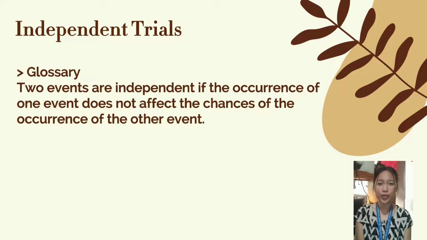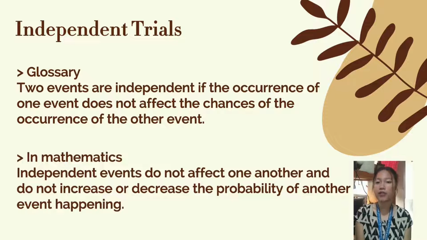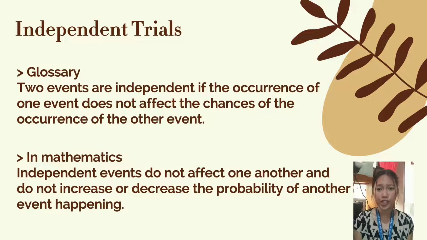Independent trials, according to the glossary: events are independent if the occurrence of one event does not affect the chances of the occurrence of another event. In mathematics, independent events do not affect one another and do not increase or decrease the probability of another event happening. So with the two definitions given, it is clear that independent trials or events means that the probability of one thing happening isn't going to affect the next.